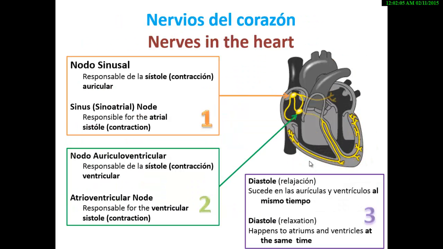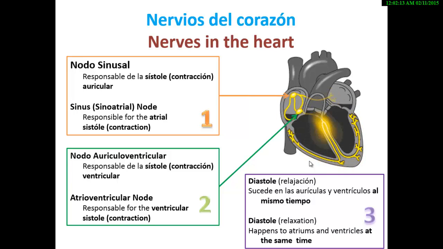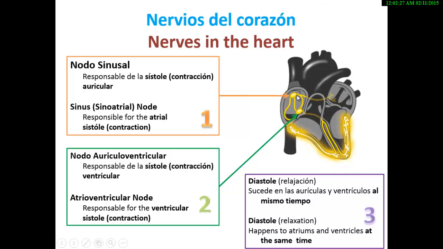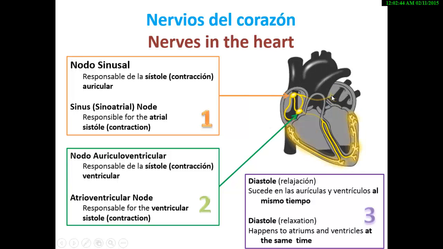Something else that's important to understand about the heart are the nerves in the heart. There are nerves because, after all, the heart and all its chambers contract through a nervous impulse. So where does this signal start? We have the sinus node, and the sinus node is the one responsible. When it lights up, it sends a signal to the atrium to contract.